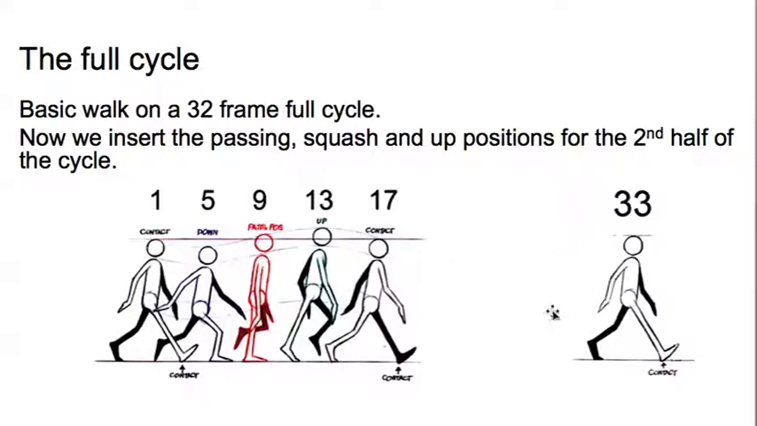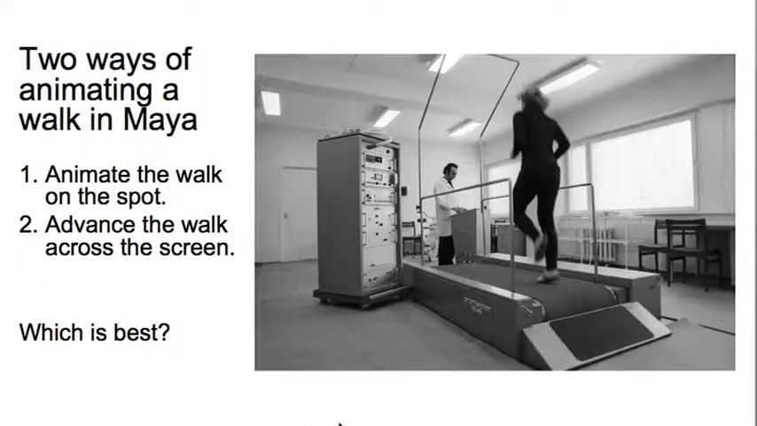Now there are two ways of animating a walk in Maya. One is to animate the walk on the spot, so the character is walking on the spot. The other way is to have the character advancing across the screen. And you can animate it either way, but we're going to do the second version for this exercise.